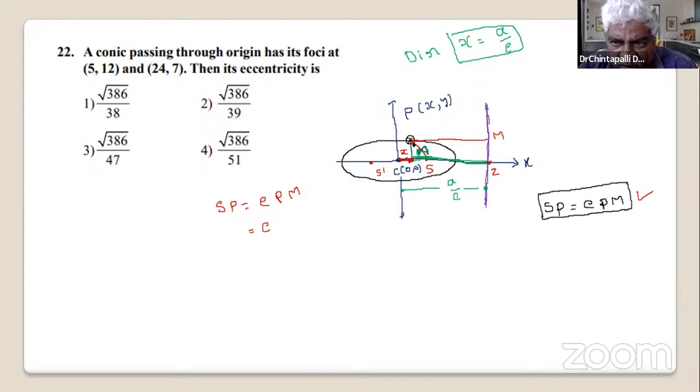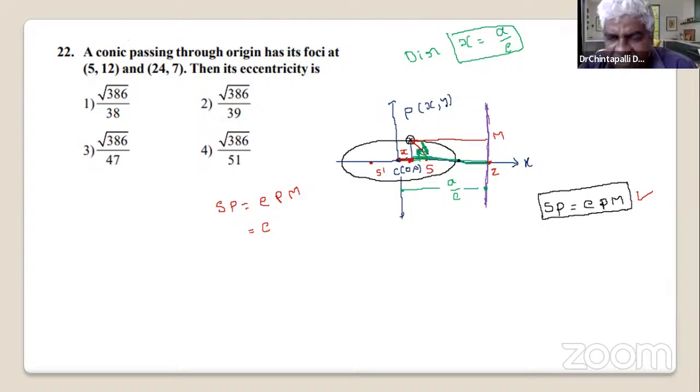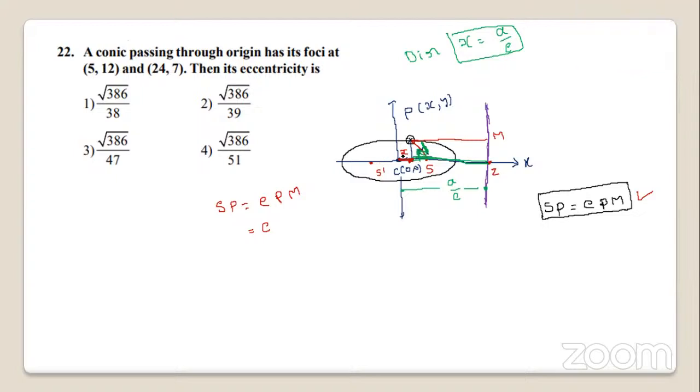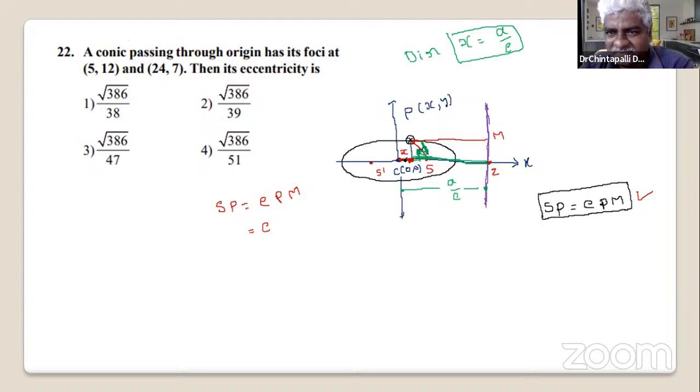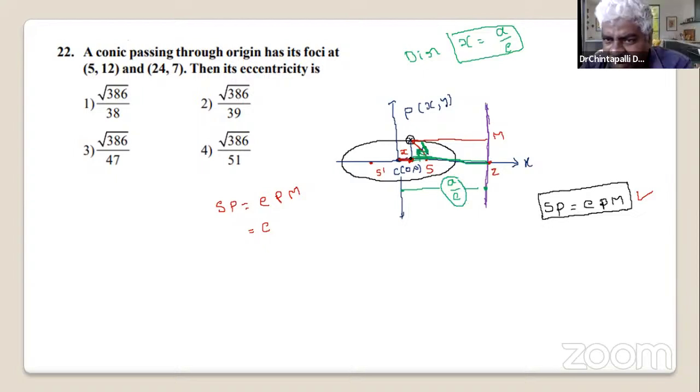Observe carefully. We want only NZ. So NZ is a part of CZ. What is to be subtracted from CZ to get NZ? This red part is to be subtracted. The red line is NZ, right? If we add the red line to CN, it becomes CZ, which is equal to A by E. Now we take only the green part, that means NZ.